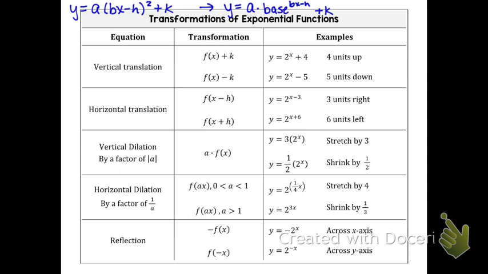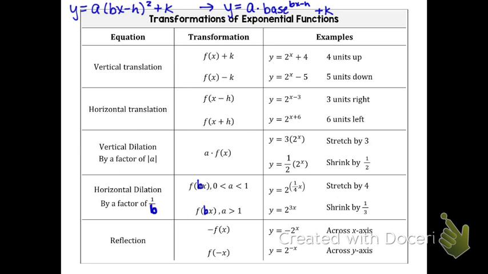They put the horizontal as AX inside there. That is just our B, okay? So I'm going to change that to B there because that's what we've been consistent with. All right, if it's between 0 and 1, change that to B right there as well. So we do have between 0 and 1, that means it's going to stretch by that reciprocal, and if it's greater than 1, it's going to compress or shrink by the reciprocal as well. All right.